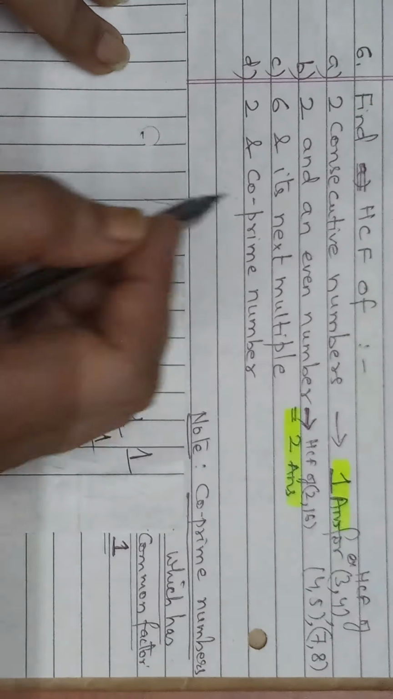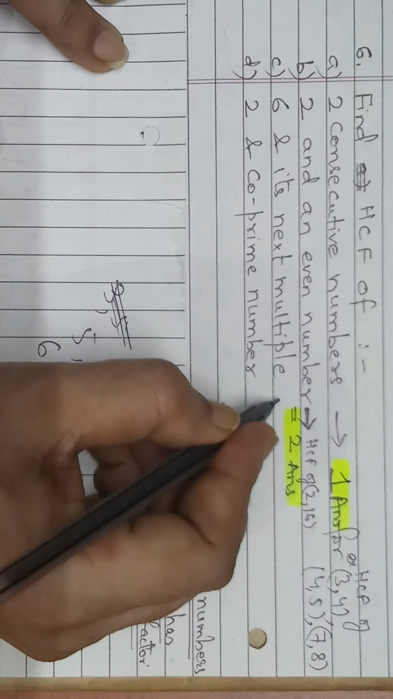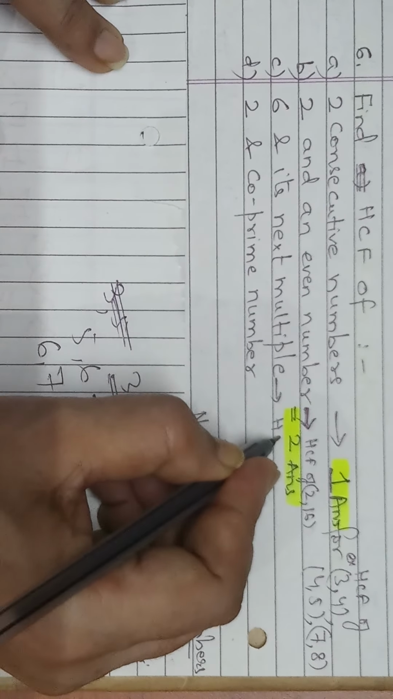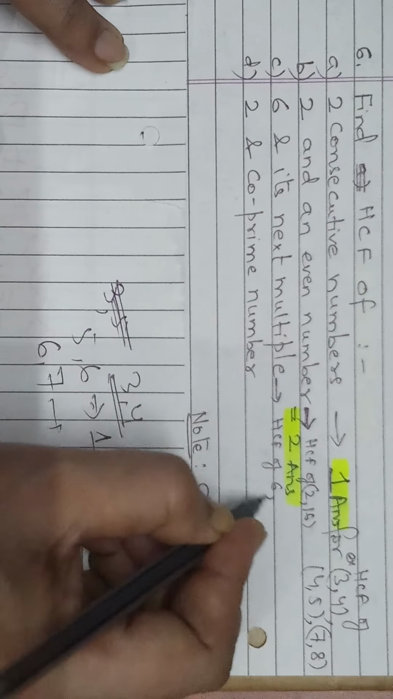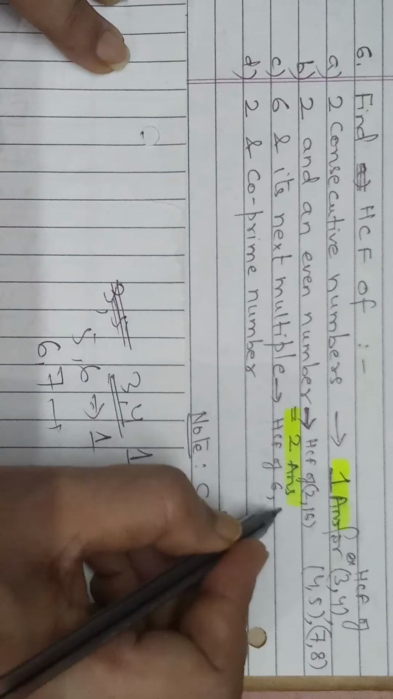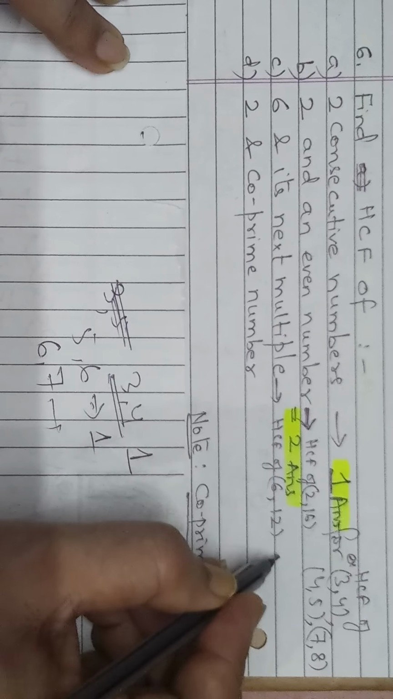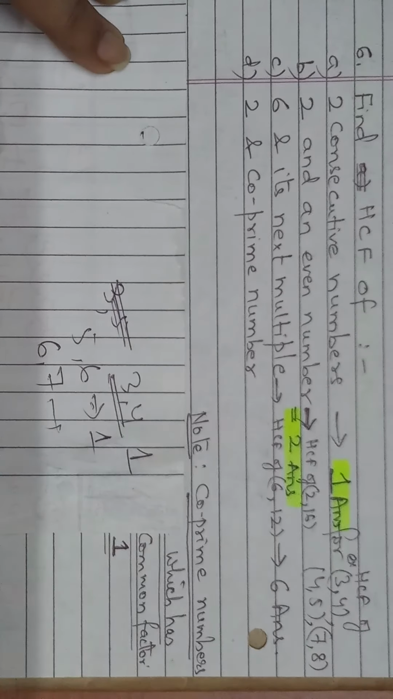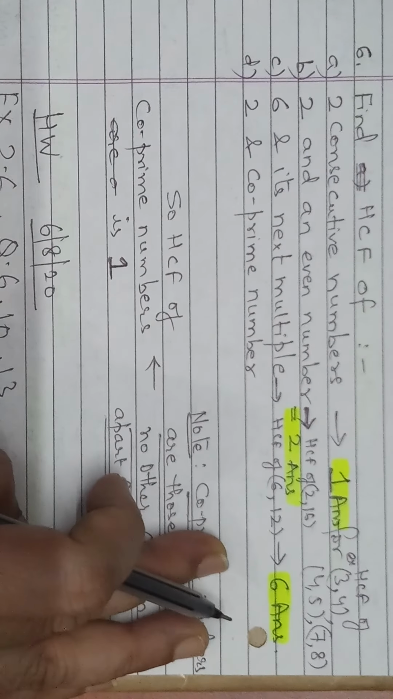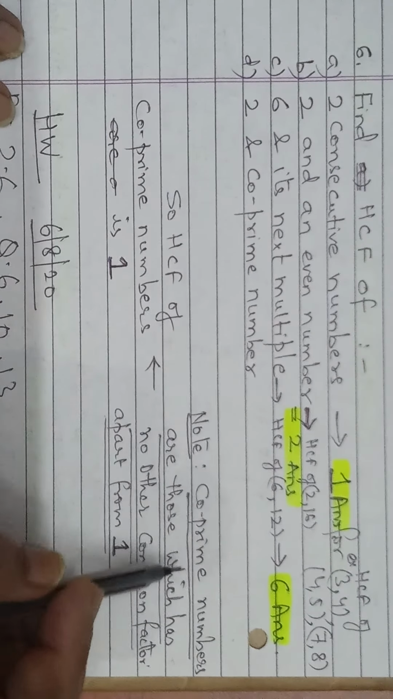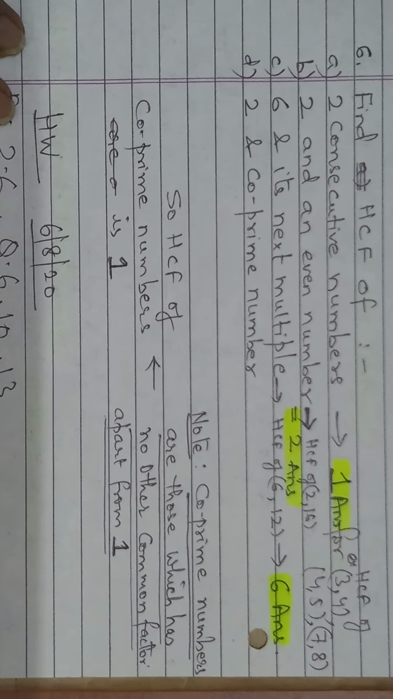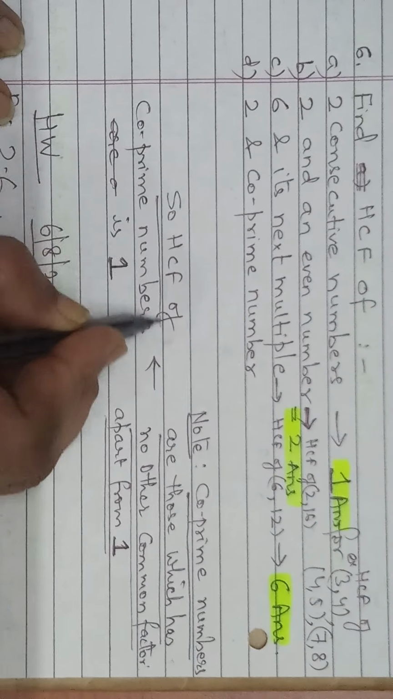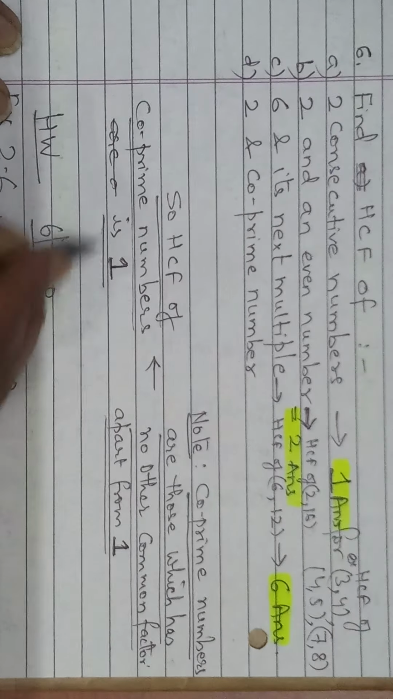Now they are saying 6 and its multiple. What will be HCF of 6 and its next multiple? 6 2s are 12. So what is the HCF of 6 and 12? The answer is 6. Highest common factor, factor is 6. And 2 co-prime, I have already written. Co-prime numbers के definition से ही पता चलता है that the HCF of any two co-prime numbers is always 1.